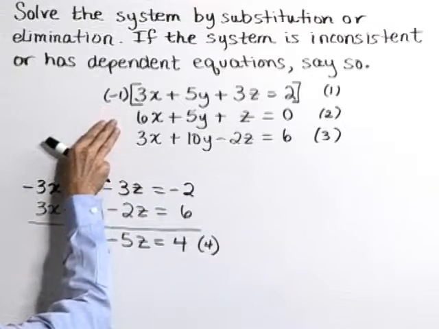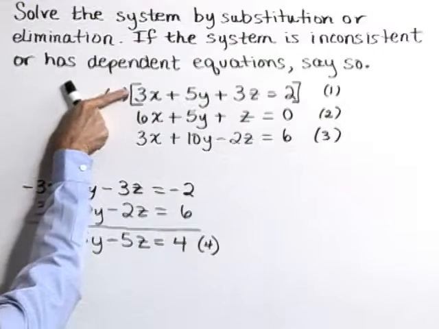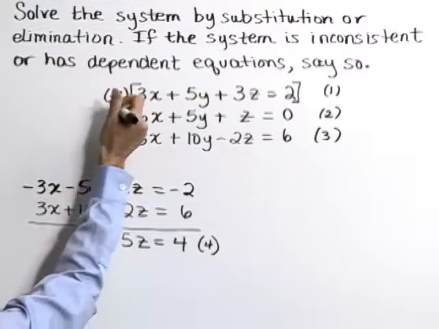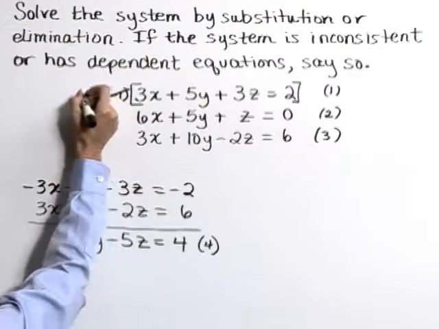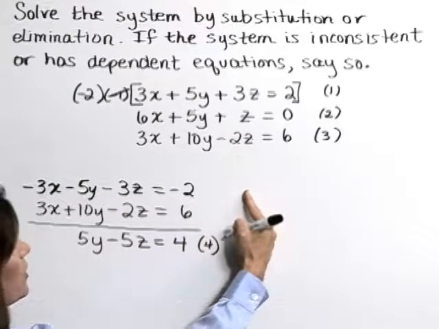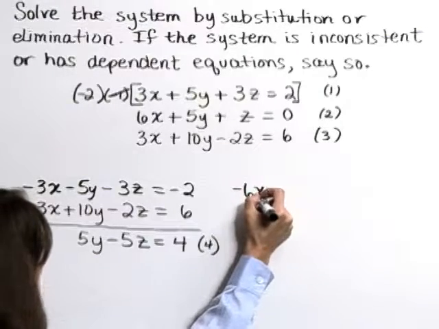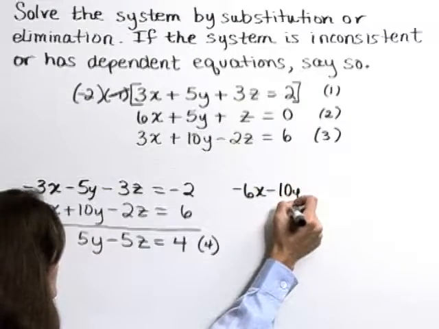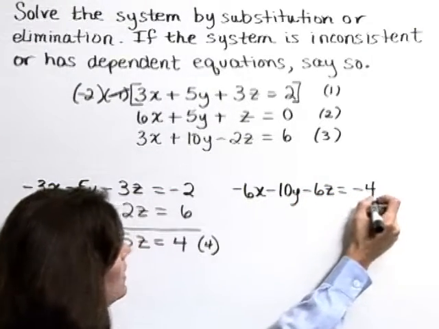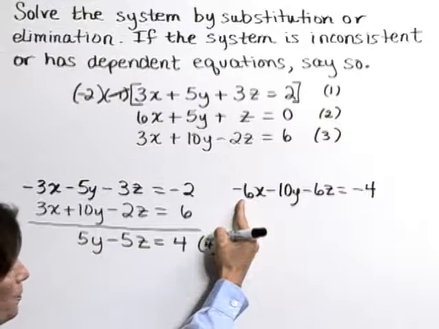Now let's go back to our original 3 equations, and select equations 1 and 2 and eliminate the variable x again. Here I'm going to fix equation number 1 by multiplying it through by -2. So equation 1 then becomes -6x minus 10y minus 6z is equal to -4. So that was equation 1 multiplied through by -2.